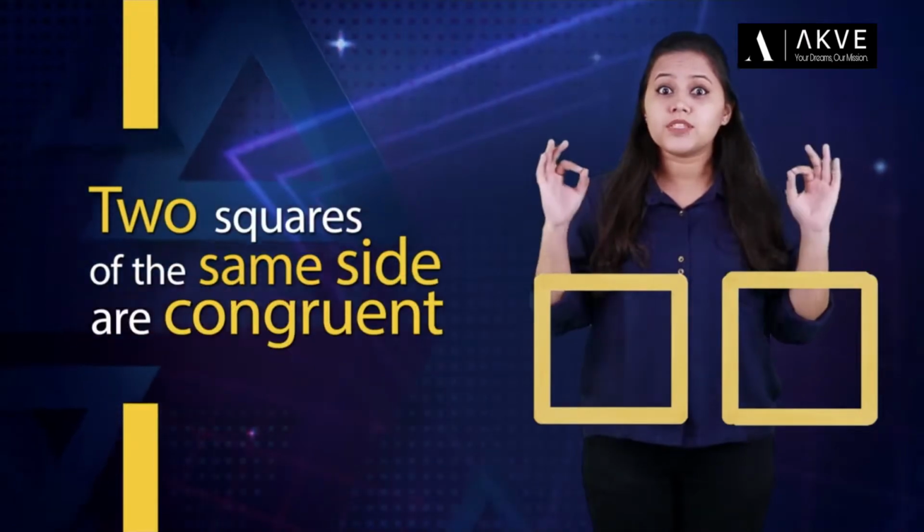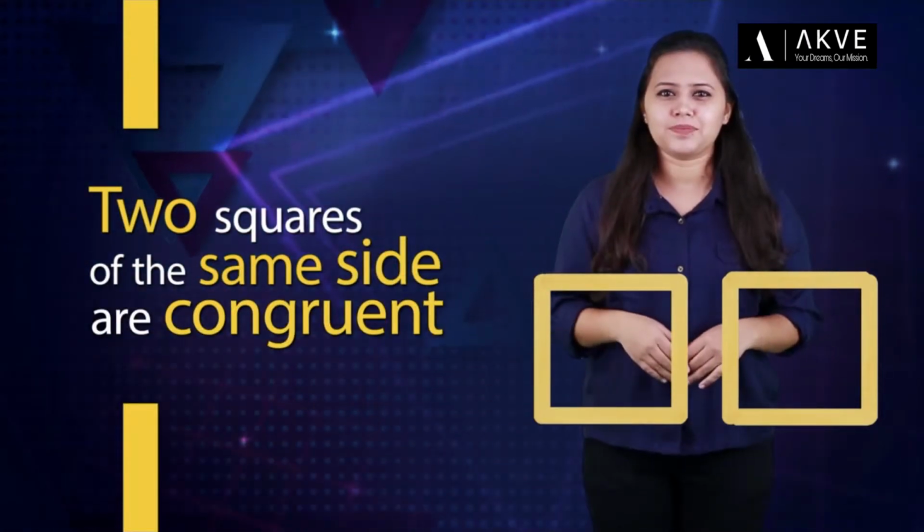Now, let me take 8 identical ice cream sticks. Use them to make 2 squares. Now, put one square over the other. Again, we see that these squares completely cover each other. This means 2 squares of the same side are congruent.